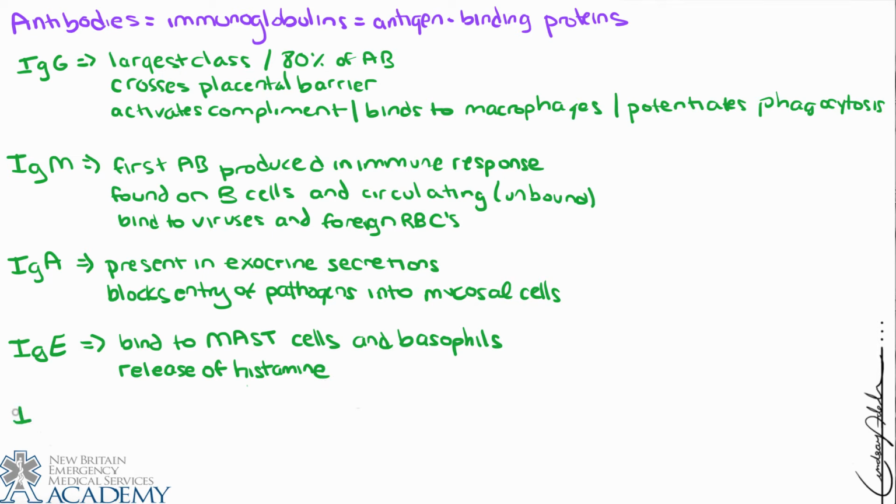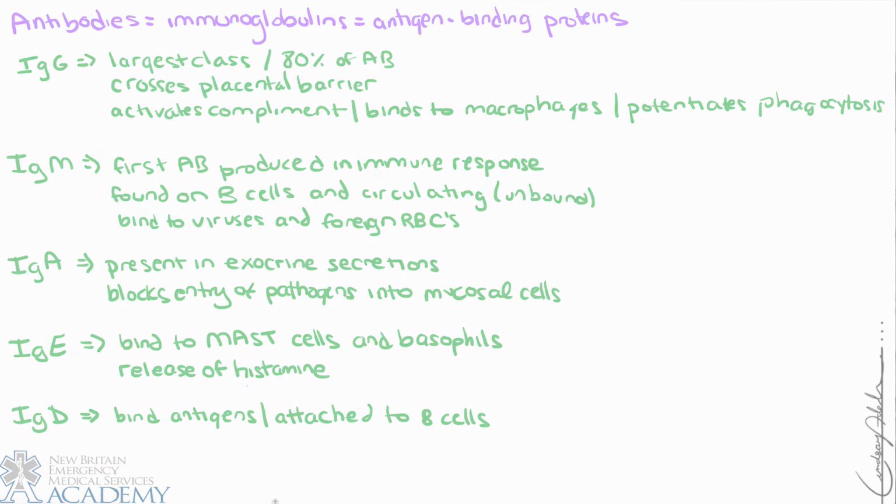And then lastly, IgD is probably the least populated of all of them, very, very little of IgD. These just bind antigens, and they're generally attached to B cells. So you could think of IgD in the example from the previous video where we talked about how the antigen is engulfed after binding to the antibody on the B cell. That would probably be IgD.